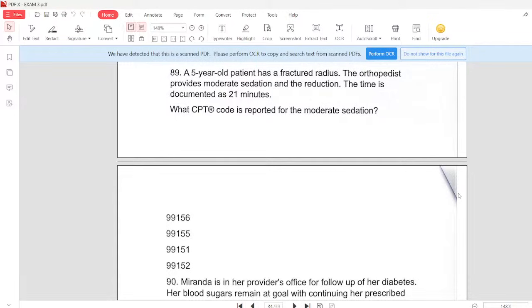Just to highlight the code, you can see that 99151 is based on moderate sedation by the same physician. Just highlight the same physician. And also 99155, just highlight moderate sedation services provided by a physician or other qualified healthcare professional other than the physician. In your question paper, if other than physician was mentioned, you can take 99155. In this case, orthopedist is mentioned, right? Orthopedist is a physician. Yeah, Monica, correct answer. 99152 is the correct answer. Orthopedist is a physician.